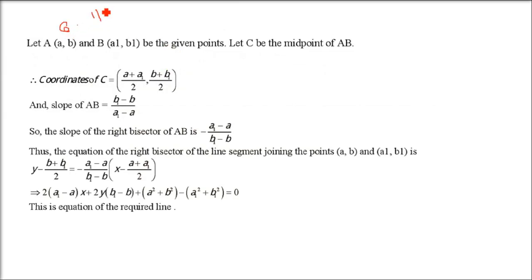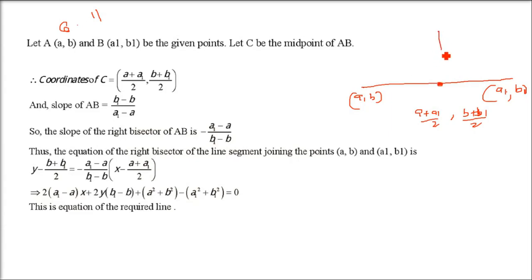This is question number 11. Find the equation of the right bisector of the line segment joining the points (a, b) and (a1, b1). Same question, so only the characters are different. So we have this as (a, b) and this is (a1, b1), and there is a midpoint. Midpoint formula: I use (a plus a1) by 2 and (b plus b1) by 2. This is the midpoint.